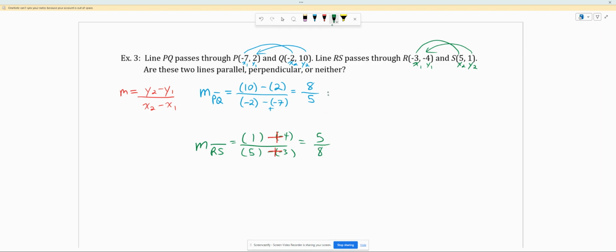And we can see just by looking at this, we are close. Okay, they look like reciprocals, but they are not negative reciprocals. And they're not parallel because parallel would mean equivalent or the exact same. So when we compare both of these, it is not a negative reciprocal, and it is not equivalent, therefore neither.